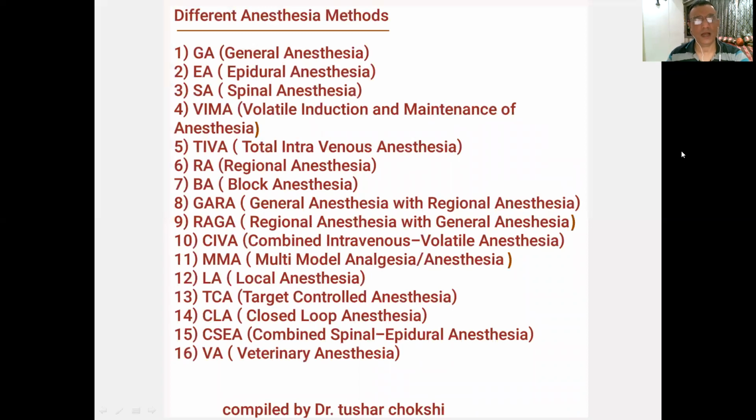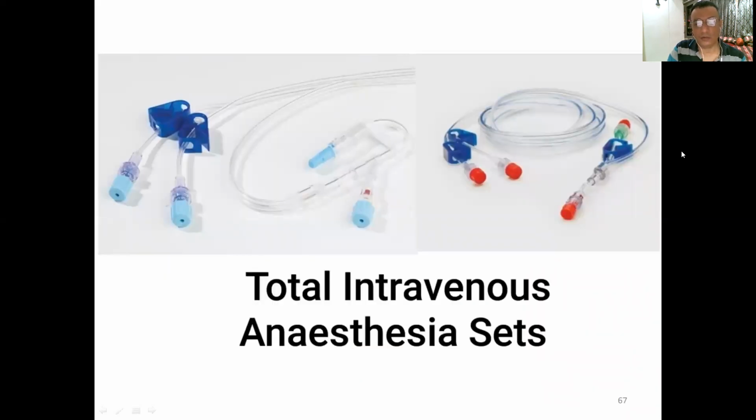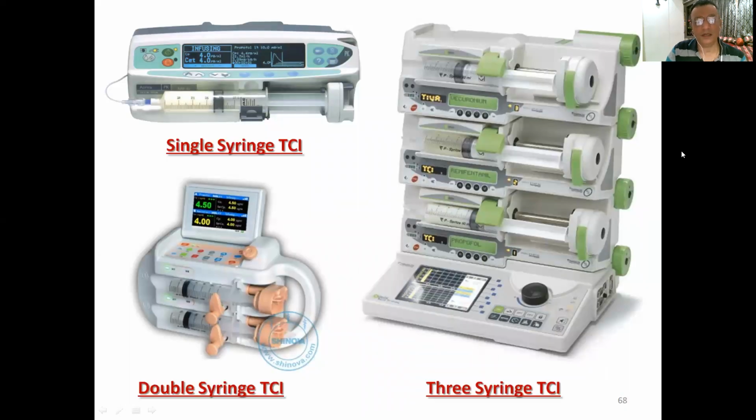Different methods of anesthesia are GA, SA, epidural, volatile induction and maintenance, TIVA, RA, block anesthesia, general anesthesia with regional anesthesia, combined intravenous volatile anesthesia, multimodal analgesia, local anesthesia, TCI target controlled anesthesia, closed loop anesthesia, combined spinal epidural, and veterinary anesthesia. These are the total intravenous sets available in the world. And this is the TCI.